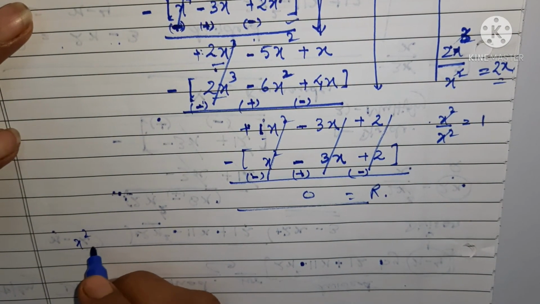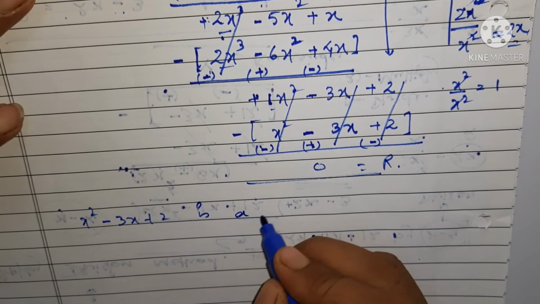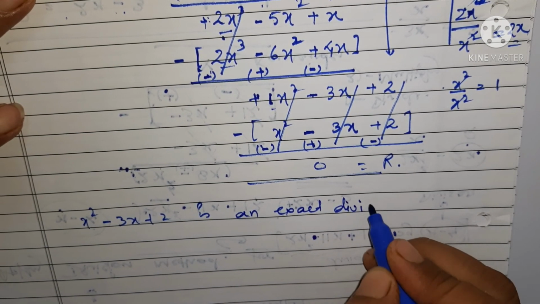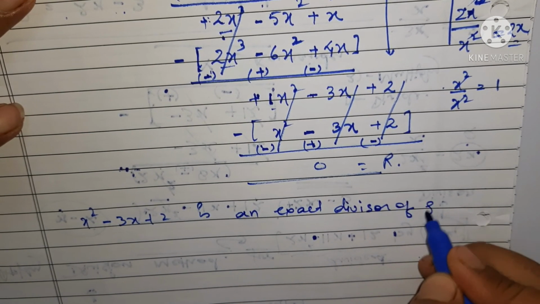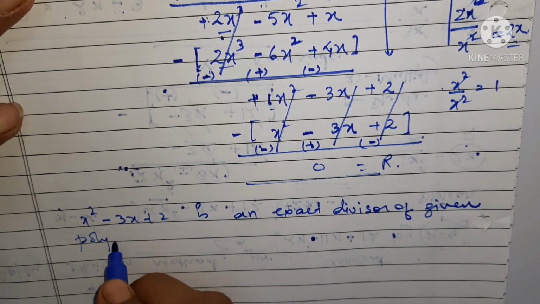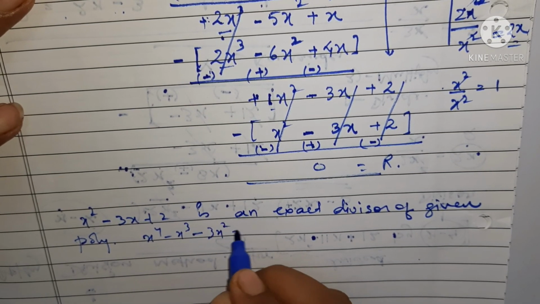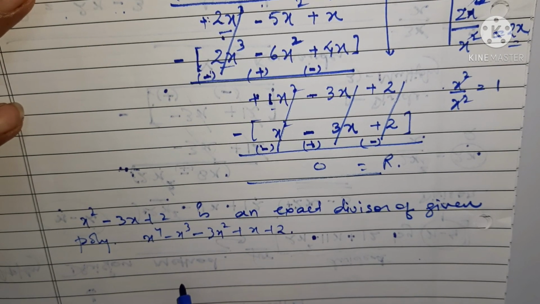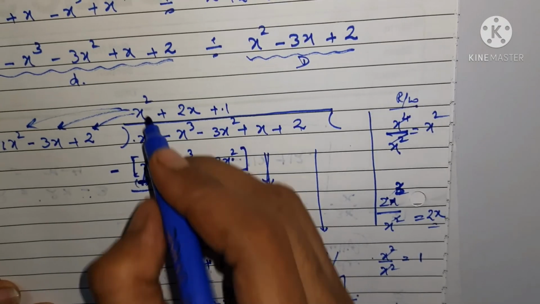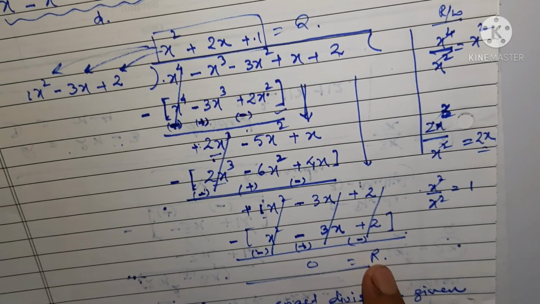It means x square minus 3x plus 2 is an exact divisor of the given polynomial, that is x^4 minus x cube minus 3x square plus x plus 2. Okay, so this is how we find out the division process. This is known as the quotient. This is known as the remainder.